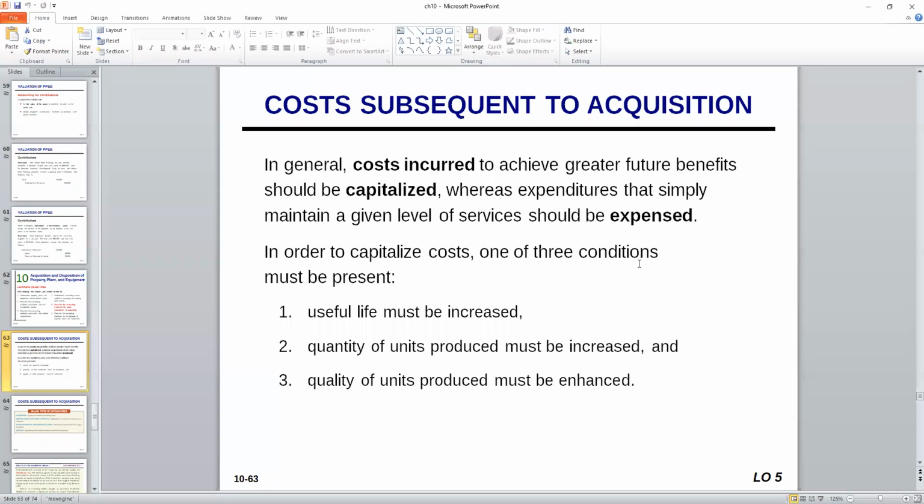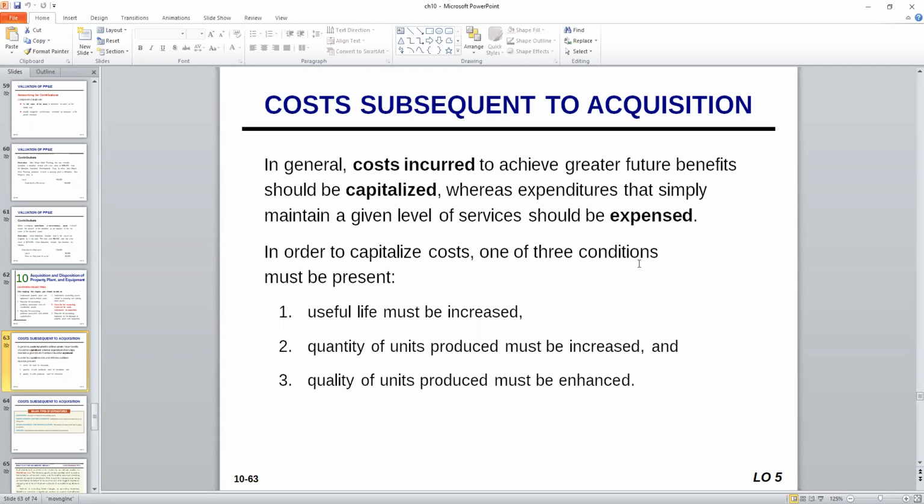Many times we incur cost after we've acquired something. So generally speaking, costs incurred to achieve greater future benefits should be capitalized if they increase the useful life of the asset involved. If they're simply ordinary maintenance, then we're going to expense them.